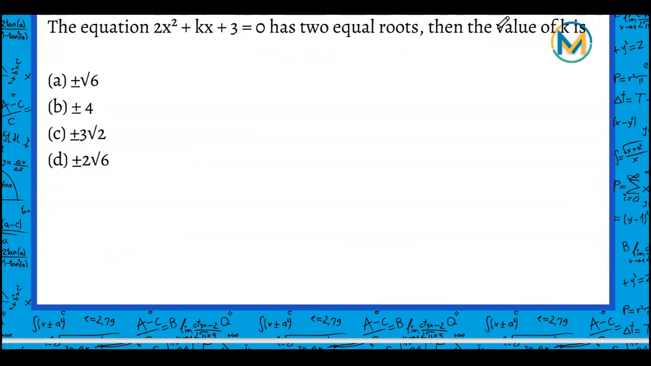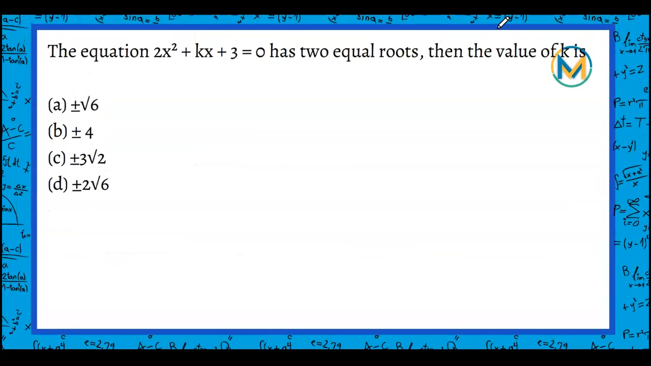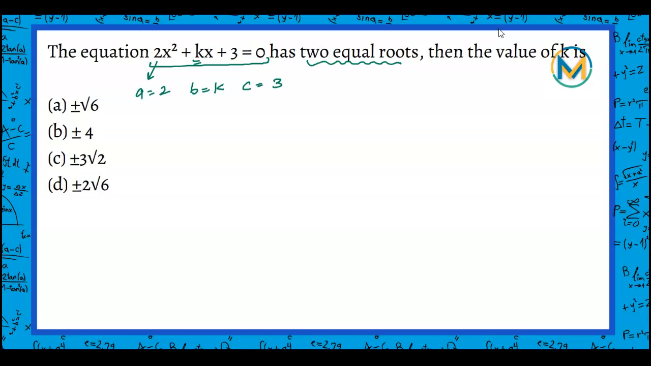Question number 3. The equation 2x square plus kx plus 3 is equal to 0 has two equal roots. Then the value of k is. So first let's write down. Here a is going to be 2, b is k, and c is going to be 3. It said that it has equal roots. That means the discriminant is equal to 0. Discriminant is given by b square minus 4ac, that's equal to 0. We'll substitute the values from here. So b square, that's k square, minus 4 times a is 2, c is 3 is equal to 0.